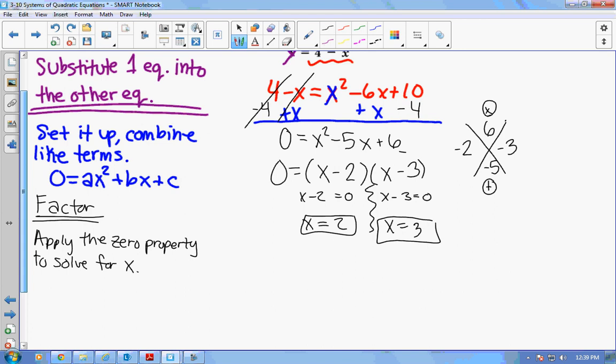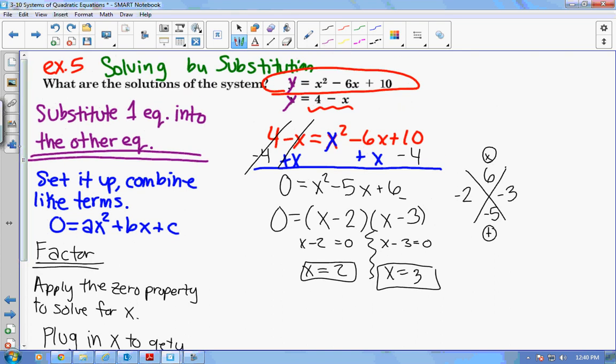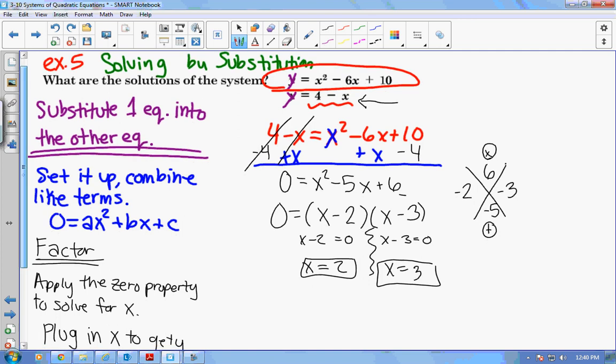We want a solution, which is a point. If I know the x, Elizabeth, how do I find the y? Plug it in, plug it in. We plug in both of them separately. Plug in x to get y. Now, at the beginning, which equation looks a little more friendly to plug into? Yeah, that one, right? Y equals 4 minus x.